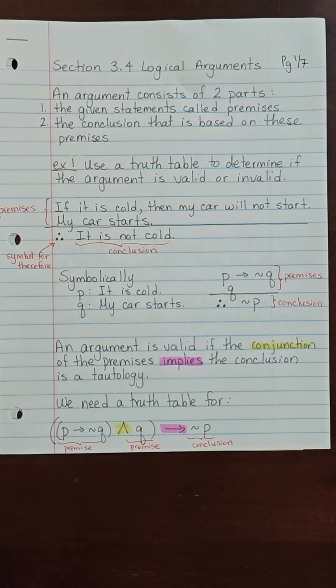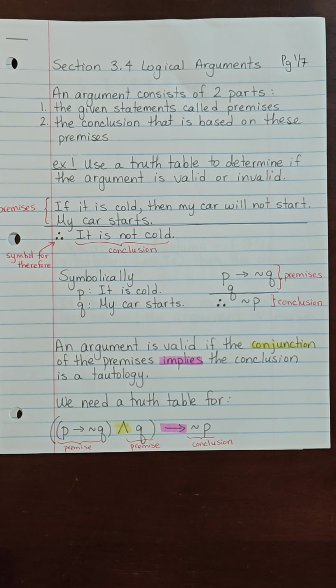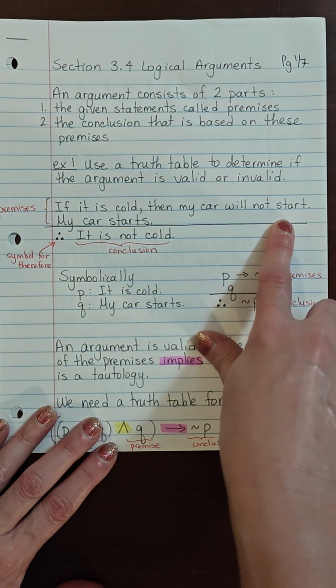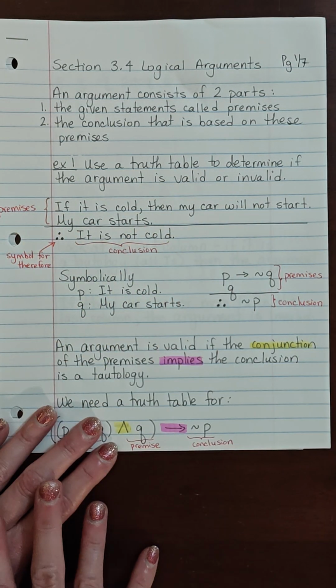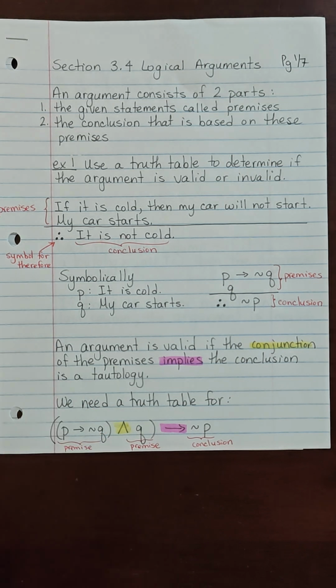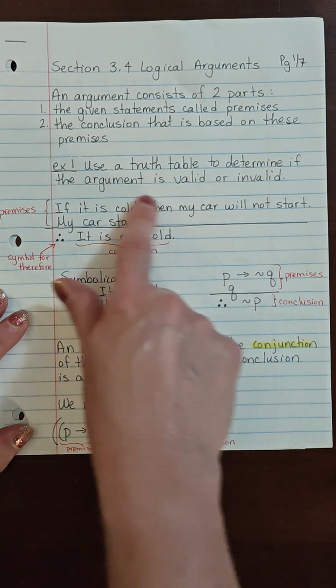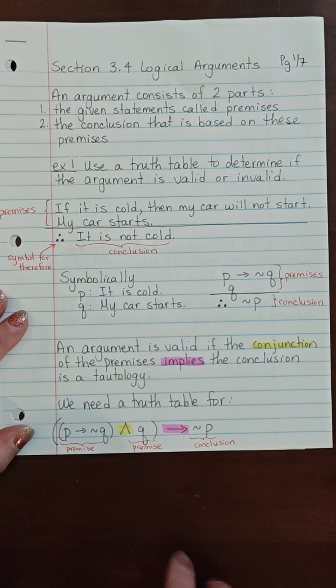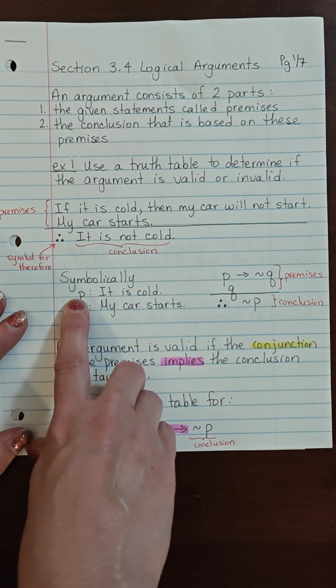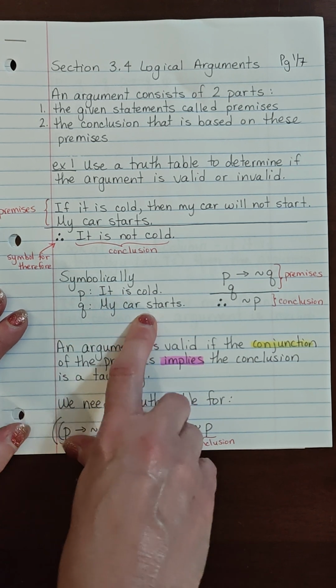There is a mathematical way of determining if an argument is going to be a logical argument. Like, does this make sense? If it is cold, then my car will not start. My car starts, therefore it's not cold. Is that a rational, logical conclusion to make from these premises? Well, let's see. Symbolically, let's go ahead and write this statement out in symbols. Let's call P the statement, it is cold, and Q, my car starts.